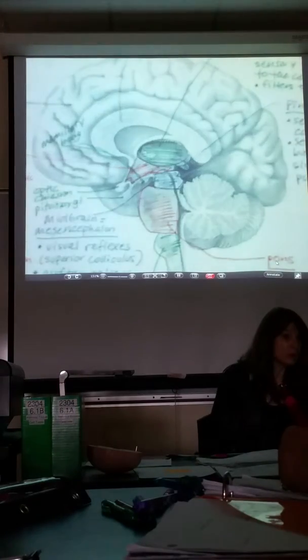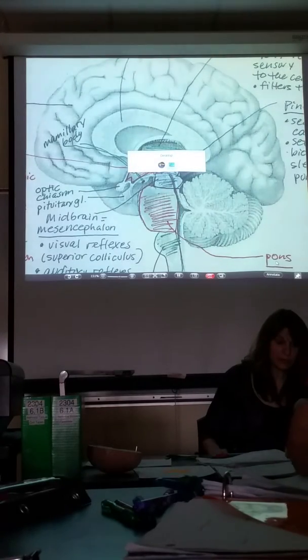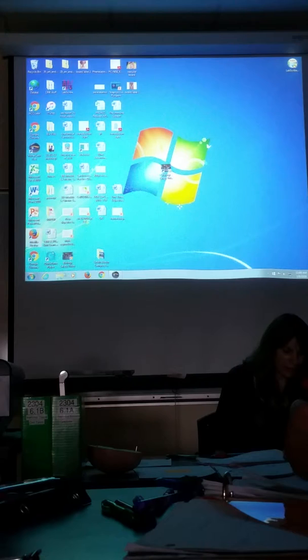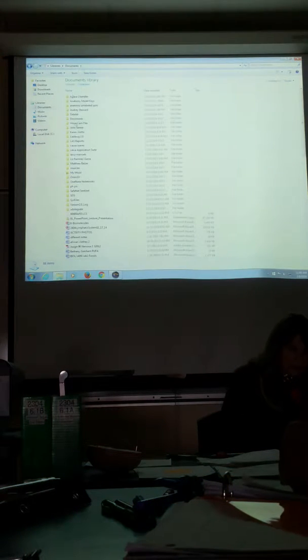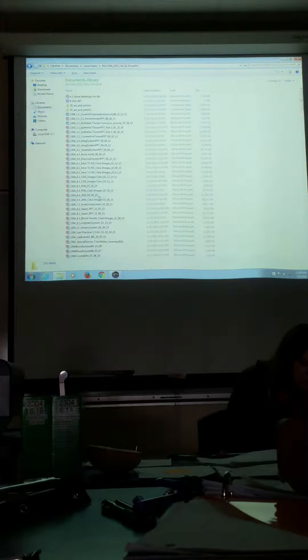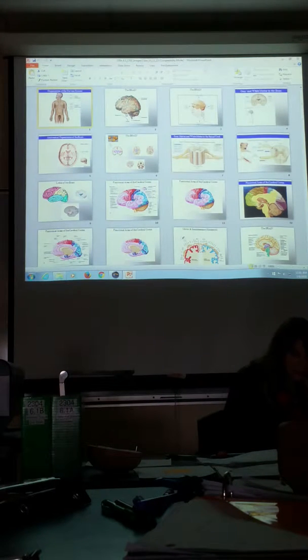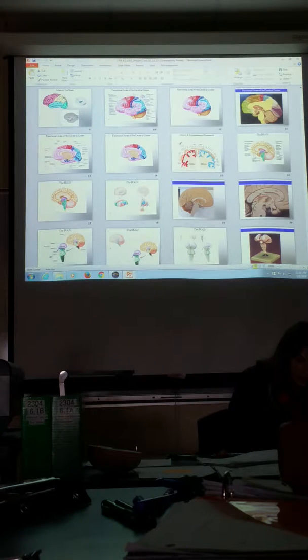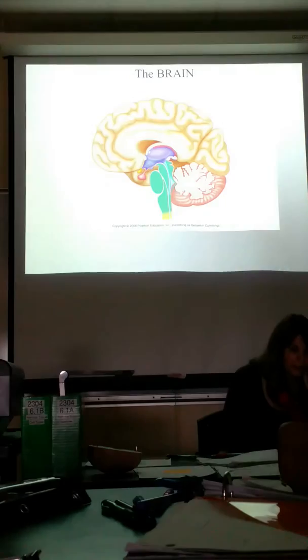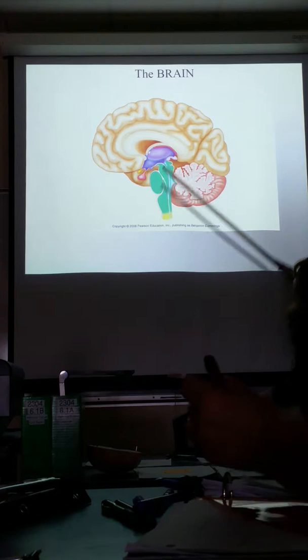So if we look up at the computer screen, everybody get those written? I'll put that back in a moment. Let's look at those. All right, so everyone has your diagrams in front of you. Identify this region of the brain.